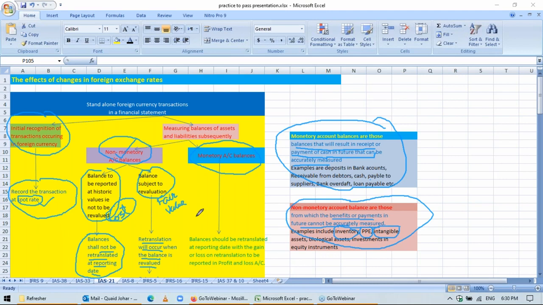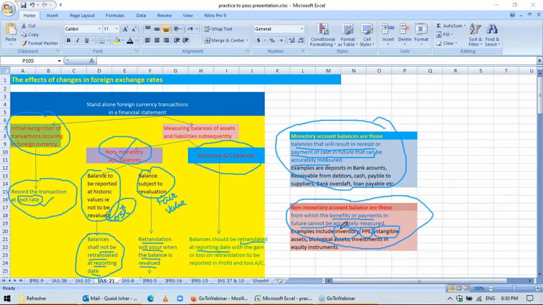Okay. So now let's move into the monetary items. Now what happens in the monetary items? You have to retranslate always. All monetary items in foreign currency, all monetary balances in foreign currency, will have to be retranslated at the reporting date. So you will retranslate it.